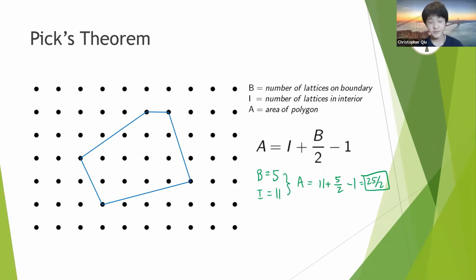Oh, and one thing to note is that boundary points don't have to be the vertices. There could be boundary lattice points on the edges of the polygon, and those points would count as boundary lattice points. They would count to the total of B. But they don't count to the number of interior points, because by interior, what we mean is that the lattice point must be strictly inside the polygon rather than on it. And of course, the interior points don't count to the number of boundary points either.